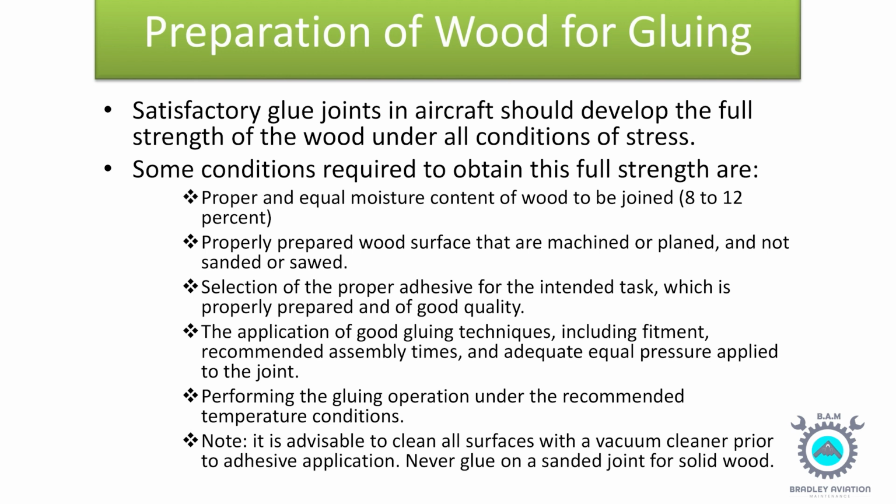Some conditions required to obtain this full strength are: proper and equal moisture content of the wood to be joined, 8 to 12%; properly prepared wood surfaces that are machined or planed and not sanded or sawed; selection of the proper adhesive for the intended task, which is properly prepared and of good quality; the application of good gluing techniques including fitment, recommended assembly times, and adequate equal pressure applied to the joint; and performing the gluing operation under the recommended temperature conditions.